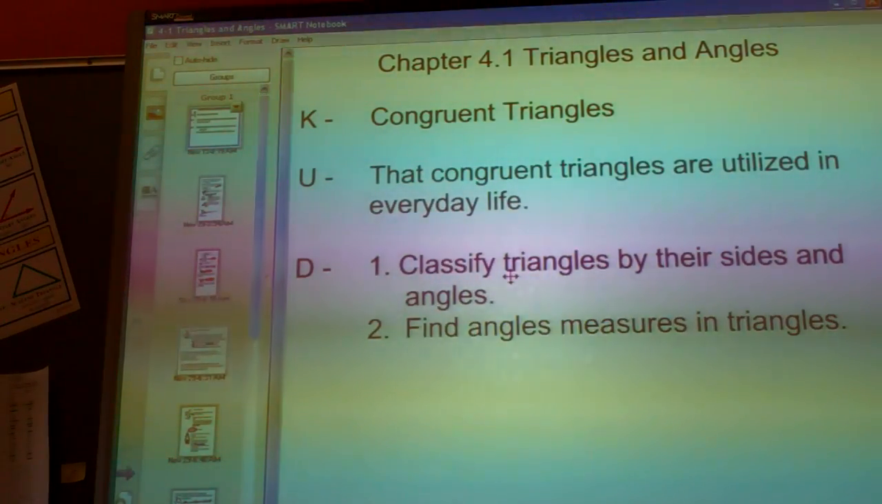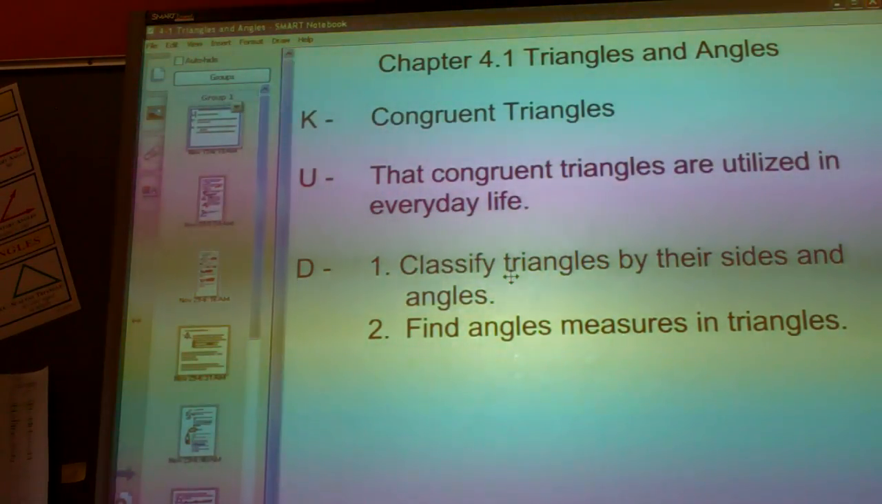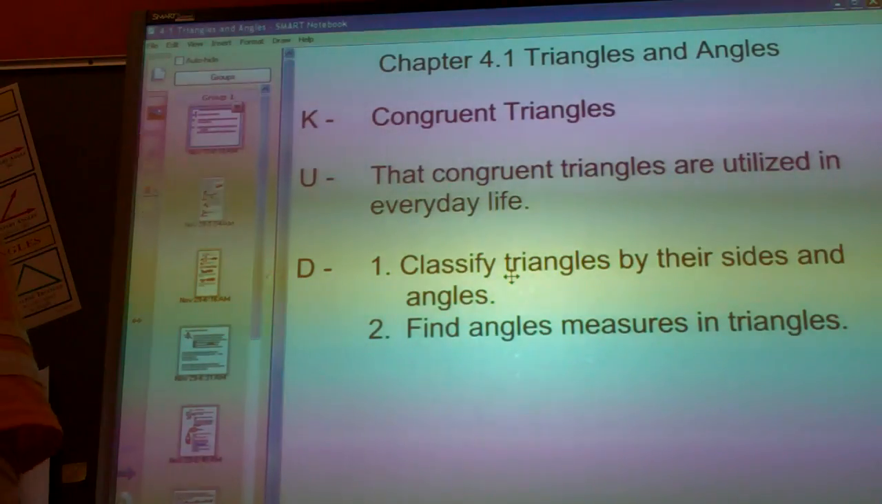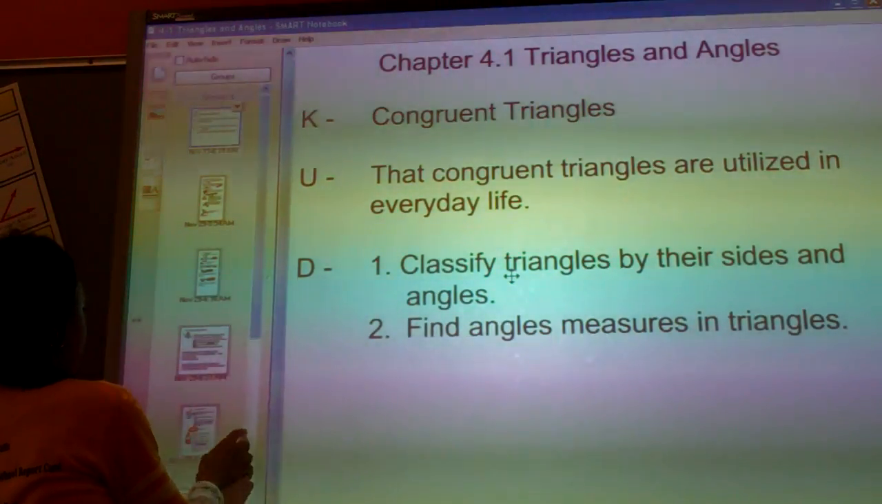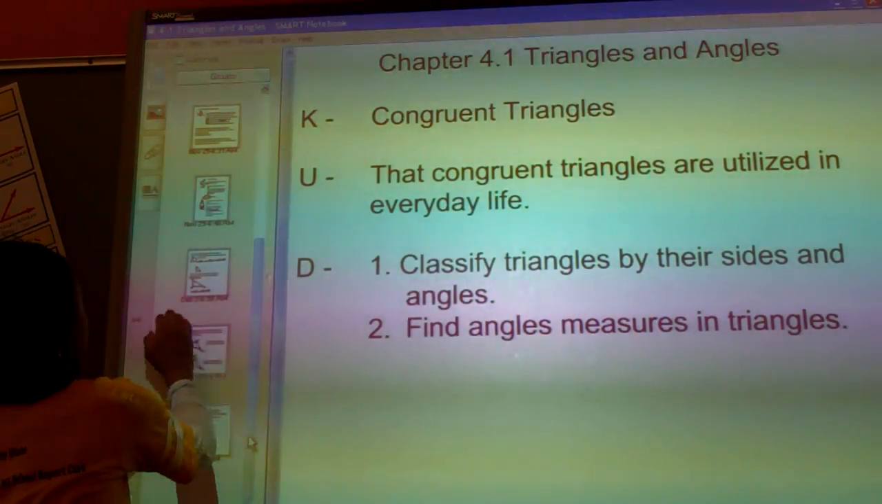This is chapter 4-1, Triangles and Angles, lesson part 3. Please copy your notes.